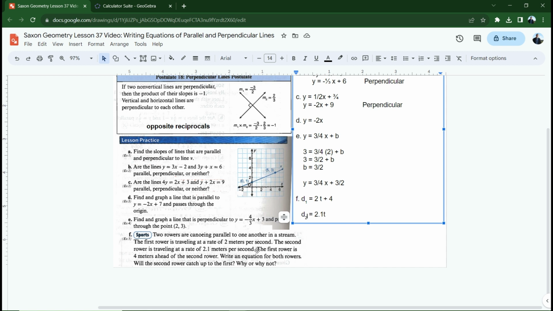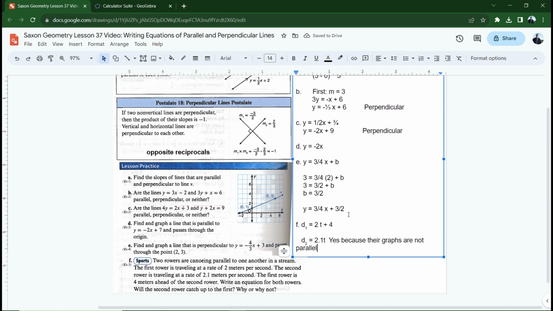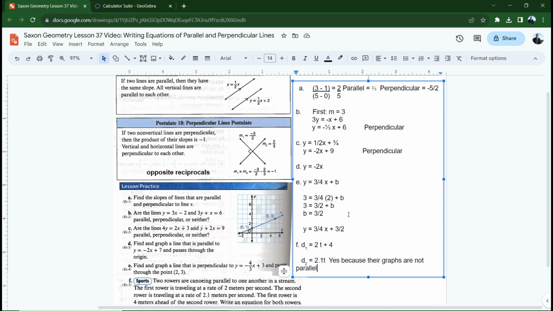All right, so this is my equation for both rowers, and I can draw the conclusion that the second rower will catch the first because their graphs are not parallel. All right, and that's it. You now know enough about finding the slopes of perpendicular and parallel lines to do the problem set.